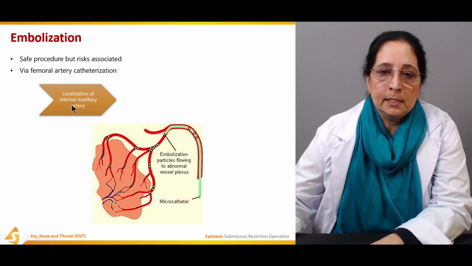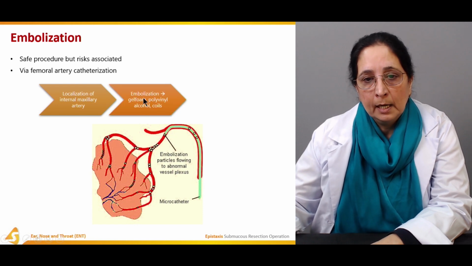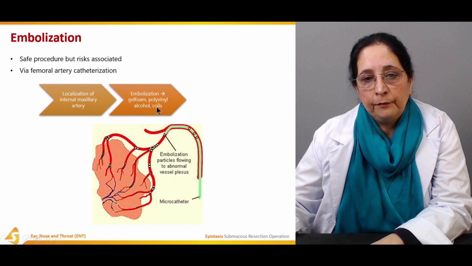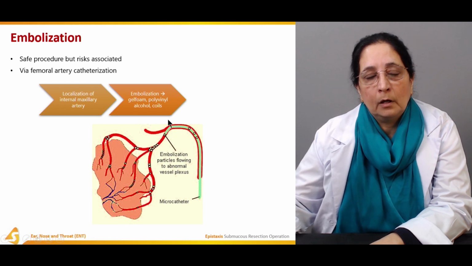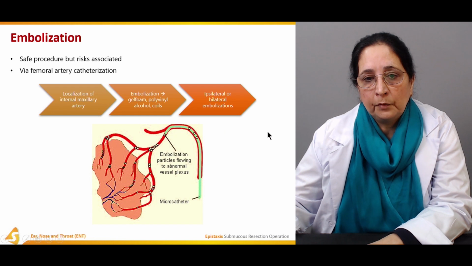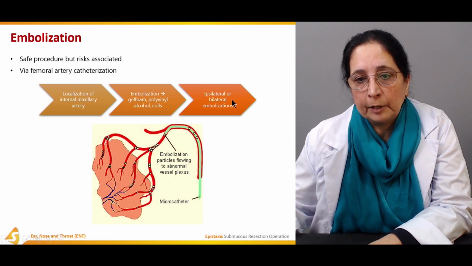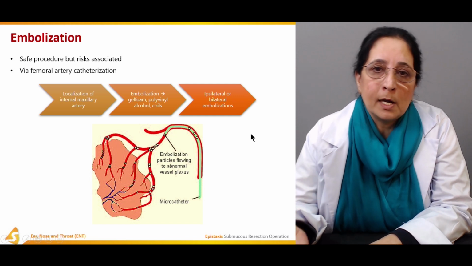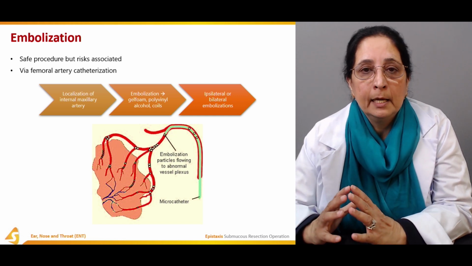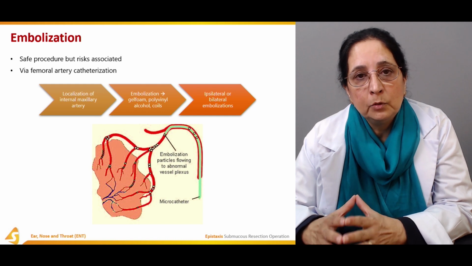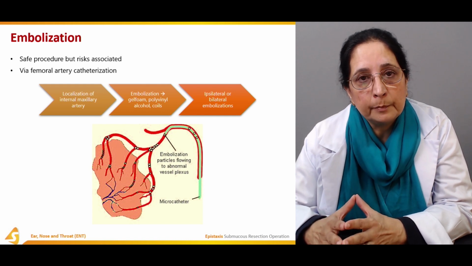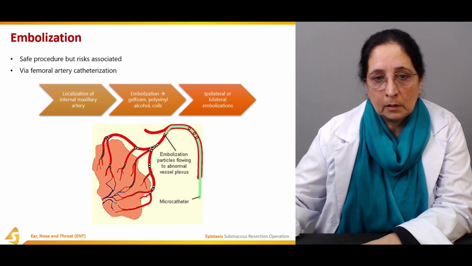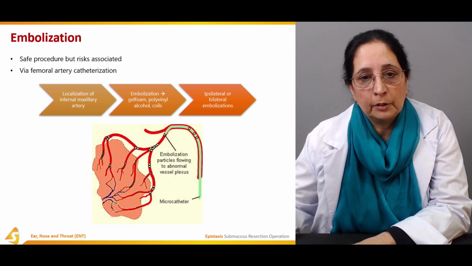Localization of internal maxillary artery, embolization. Gel foam, polyvinyl alcohol and coils are used for embolization, ipsilateral or bilateral embolization. So it can be on one side or on both sides. Femoral arteries are used for catheterization purposes to embolize the plexus, and it causes stoppage of the bleeding.